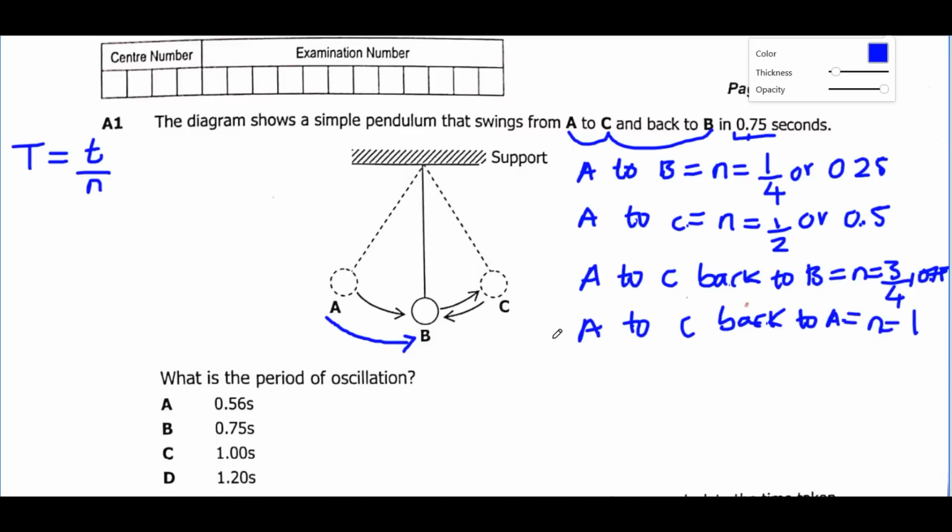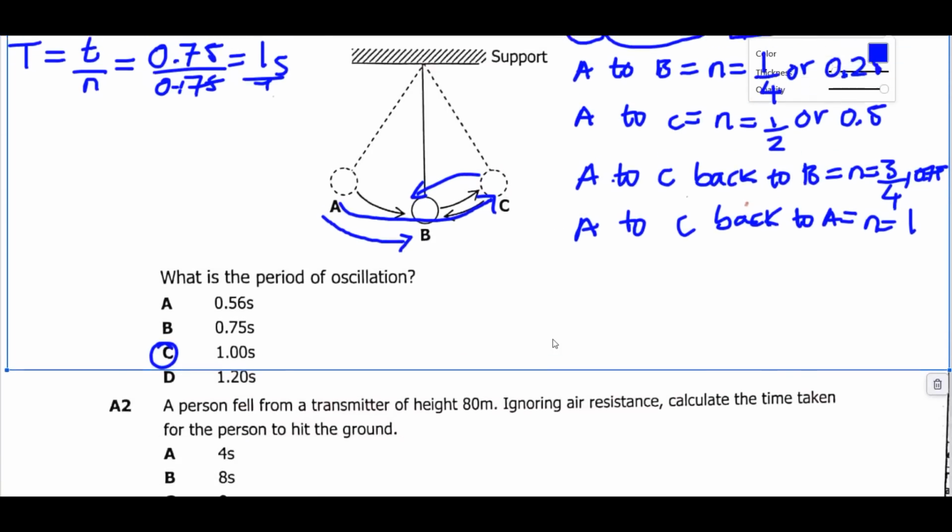Since our question is we are moving from A to C, then back to B, therefore n is equal to 3 over 4 or 0.75. So what's our t? 0.75 over 0.75, giving us 1. This simply means that for every second, one complete wave was made. So our answer is option C.